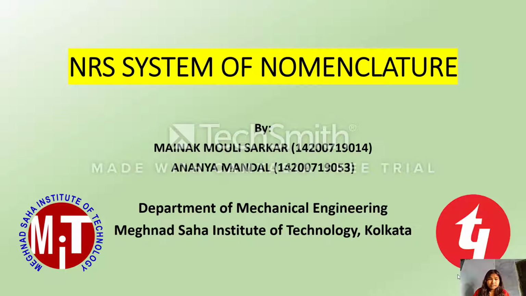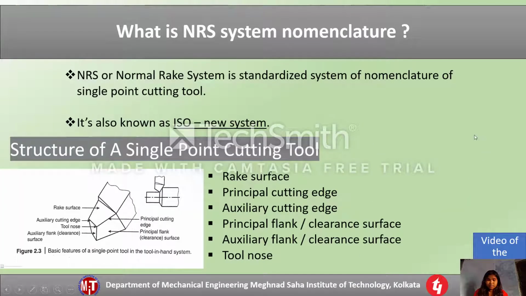Today I will be discussing the NRS system of nomenclature. What is the NRS system of nomenclature? NRS stands for Normal Rake System. It is a generalized system of nomenclature of single point cutting tool in tool-in-hand system. It is also known as the ISO new system.